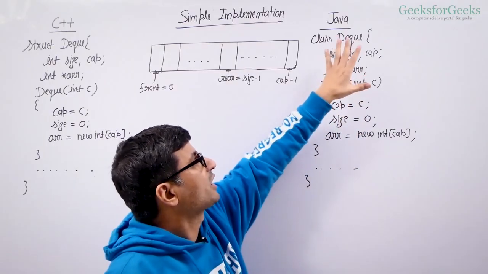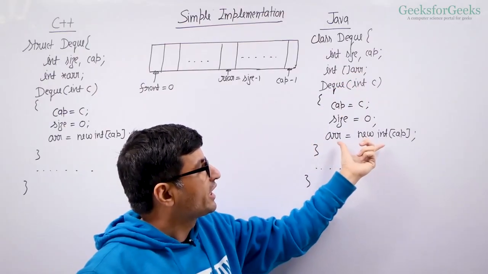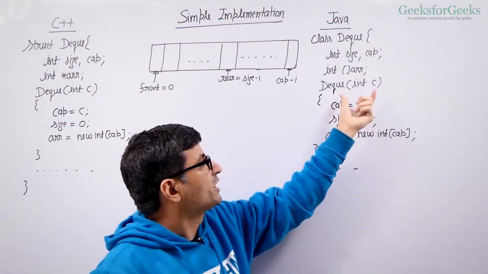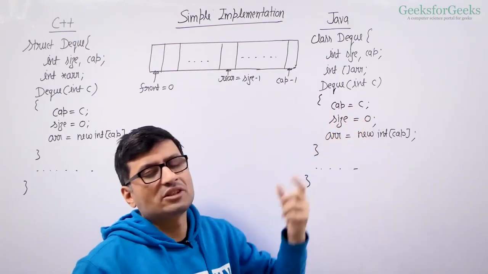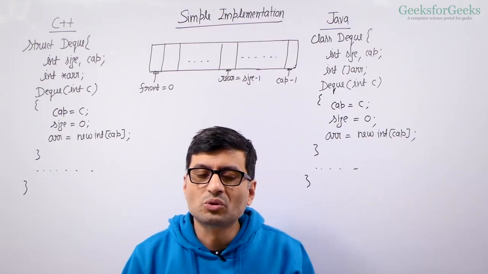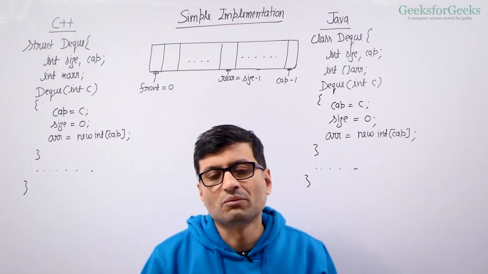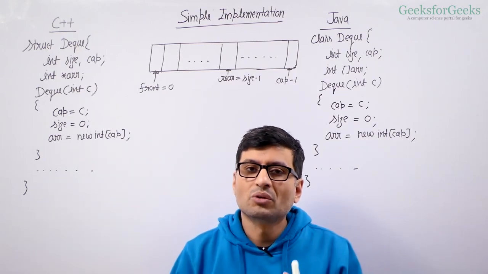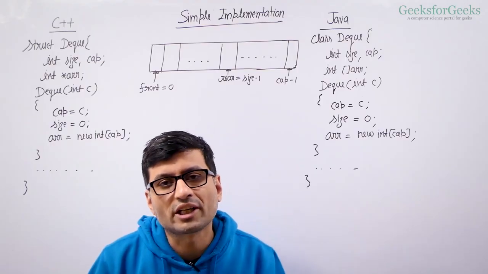We have a class where we have size, capacity, and an array. We create an array of size capacity with the constructor, and we initialize capacity as C and size as 0. In this implementation, we are not assuming that our Deque will grow dynamically when you have more elements than capacity. We have a simple implementation where Deque has a fixed initial capacity.